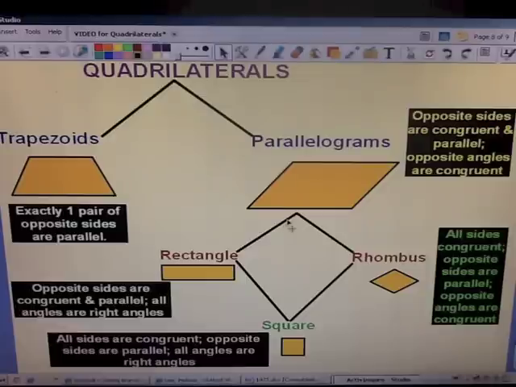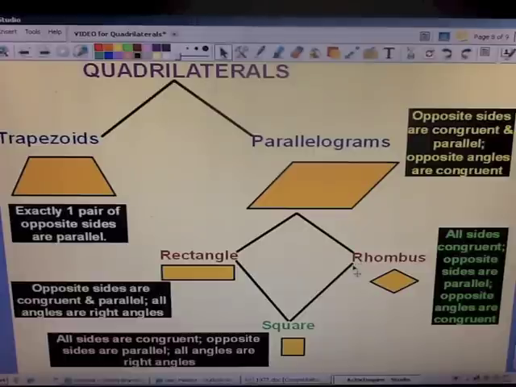The parallelogram has a rectangle and a rhombus. Okay, if you'll notice, the rectangle has the same characteristics as a parallelogram. Opposite sides are congruent or equal. They're also parallel. And opposite angles are congruent, meaning they're equal. Okay, so a rectangle can also be called a parallelogram. But you cannot call a parallelogram a rectangle because it's missing one of the rectangle characteristics. Can you guess which one it is? Right. In a rectangle, all the angles are right angles. They are not in a parallelogram, only in a rectangle.